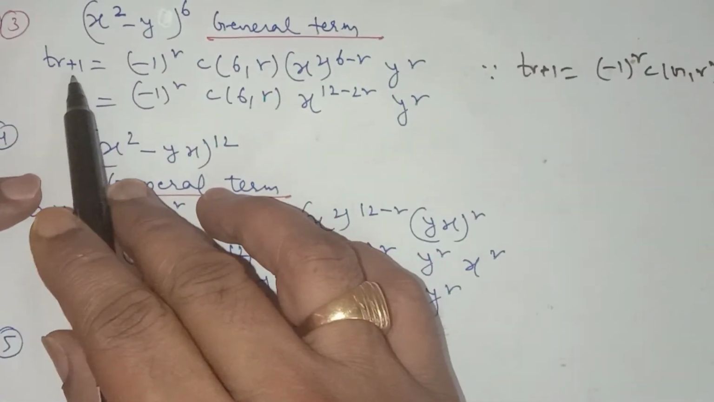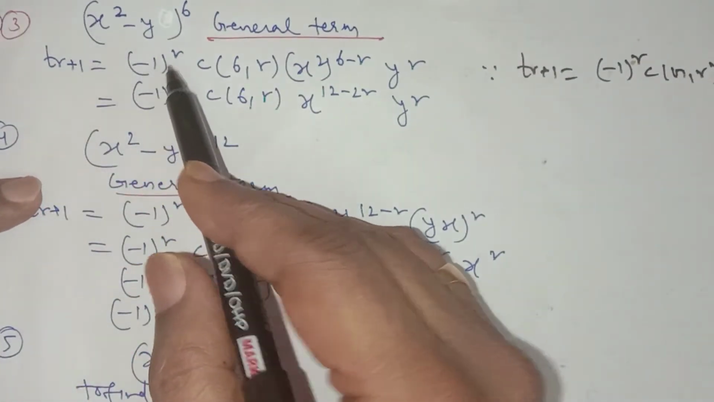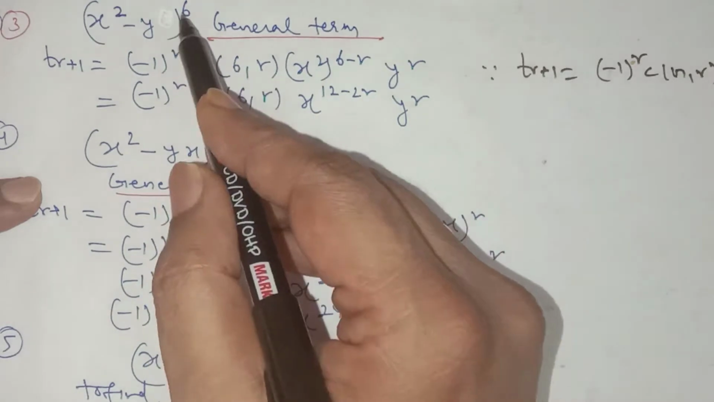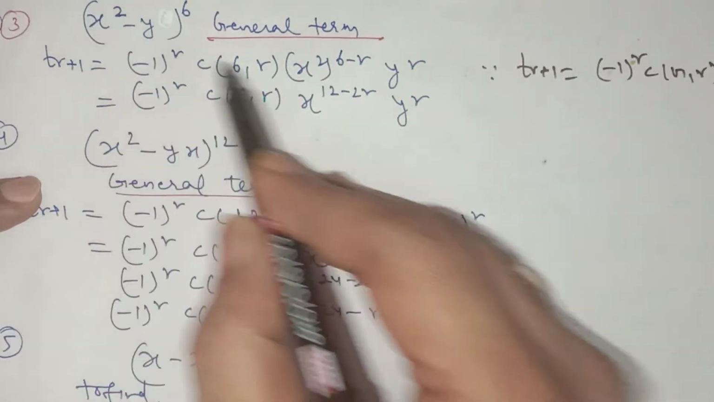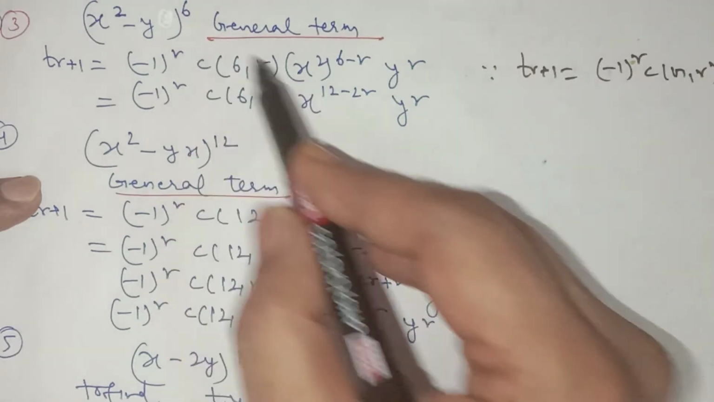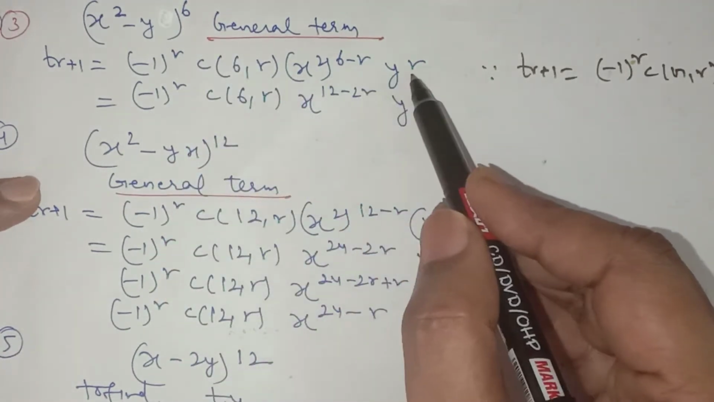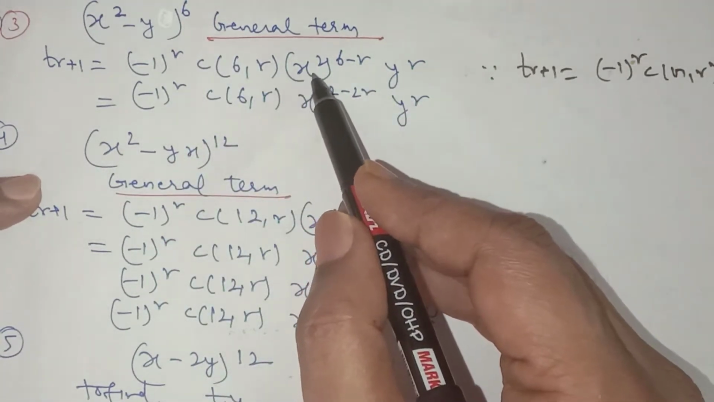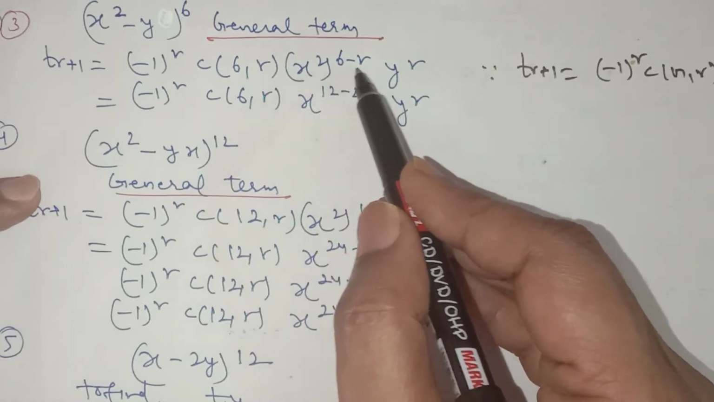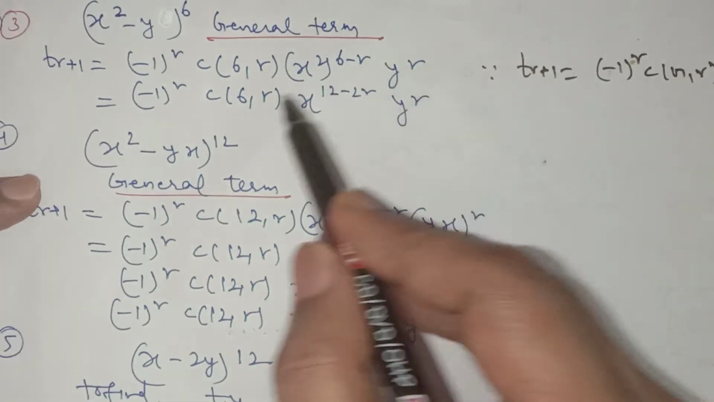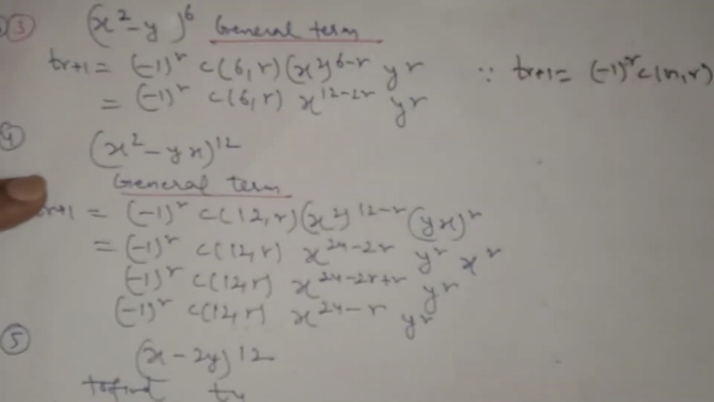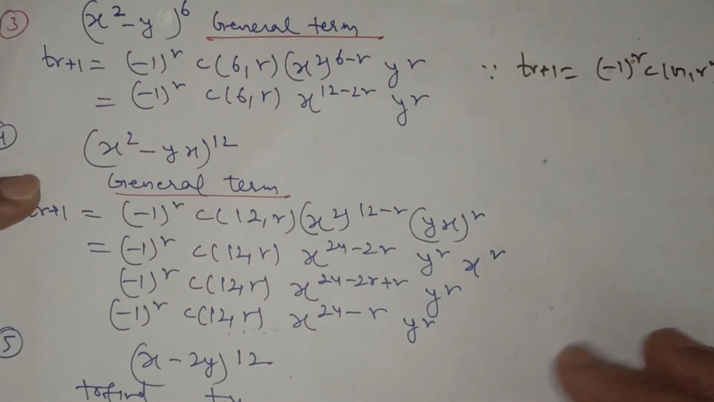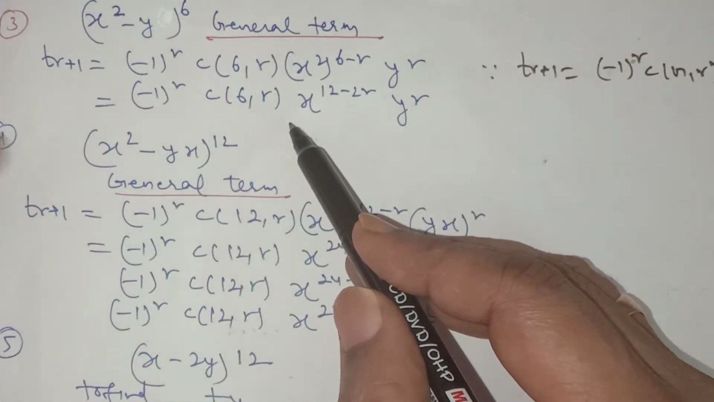So T(r+1) is equal to (-1)^r C(n,r), n is 6 here, x^(n-r). In place of x we have x², in place of n we have 6 minus r, and y^r. So it will be x^(12-r) y^r, because we don't know the value of r, so it will remain as it is.